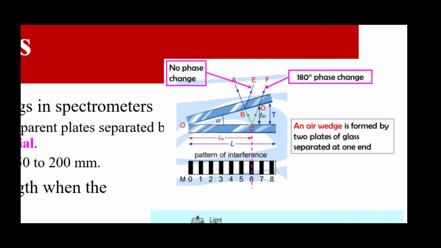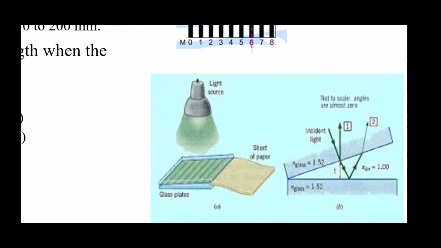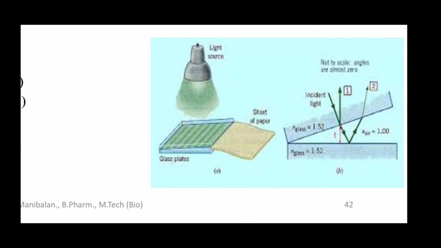An air wedge is formed by two plates of glass separated at one end. Actually we are not going to use any air in that; instead of air we are using dielectric components to fill it. And here this is the setup of plates with the grating lines. You can see the black and green lines which are produced by the rays.